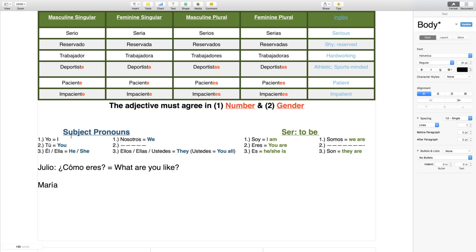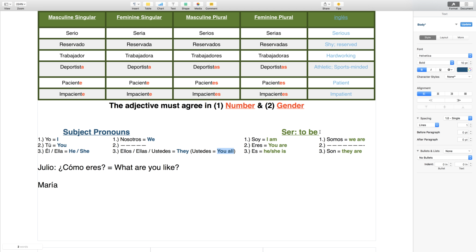So just jump into subject pronouns as a quick review. Yo is I, tú is you, él is he, ella is she, nosotros is we, ellos and ellas is they, and then ustedes means you all. Okay, remember we don't use the second plural. Spain's the only country that uses the second plural there.